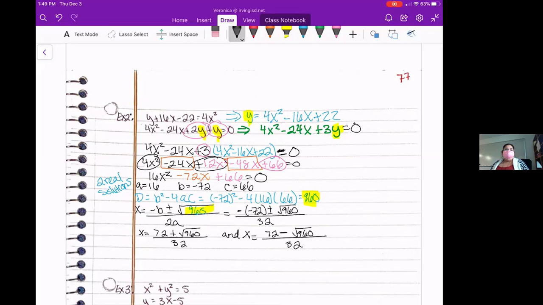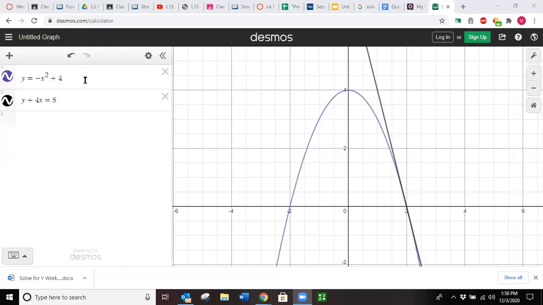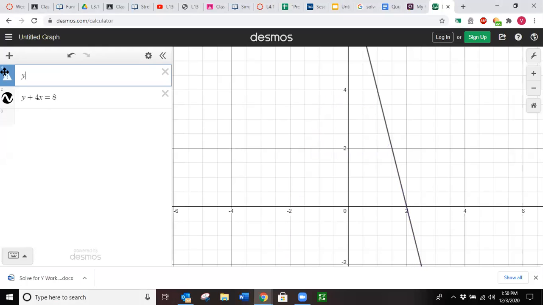So let me go ahead and share my screen again. How am I going to use technology to my advantage? Okay, so here's my screen, and I'm going to type these in. What did we have first? Okay, so my first equation was y plus 16x minus 22 equals 4x squared.